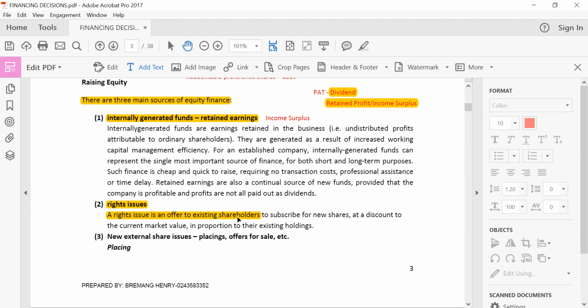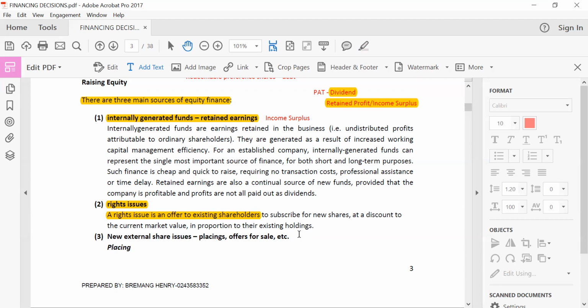So a rights issue is an offer to existing shareholders to subscribe for new shares at a discount to the current market value. We let them pay something lower than the current market price of the share, in proportion to their existing shareholdings. So we do not deviate from the normal. That means that in a rights issue, the majority shareholder continues to be the majority shareholder, and the institutional shareholder is still the institutional shareholder, because the additional shares are still based on the existing shareholders. So nothing changes.